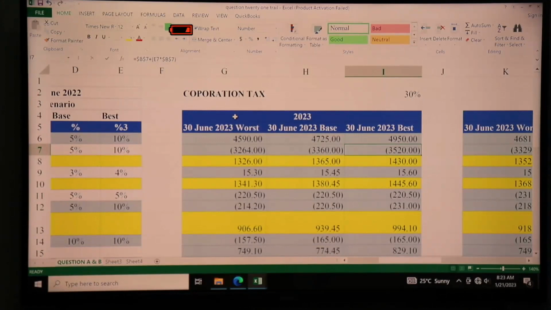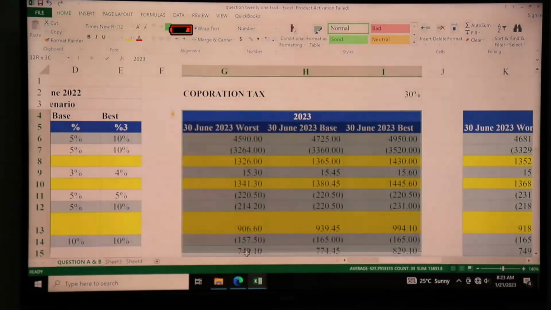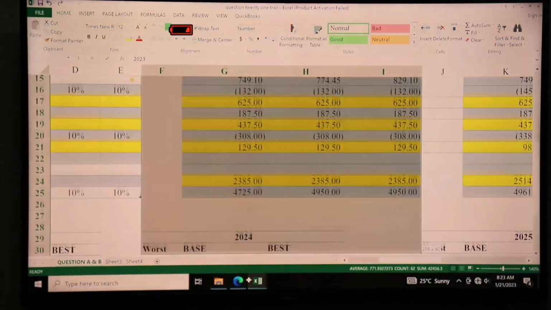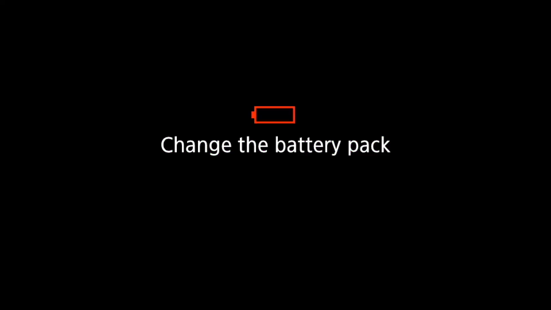So after this, the whole data set that was created here was named. The whole of this data set was named.